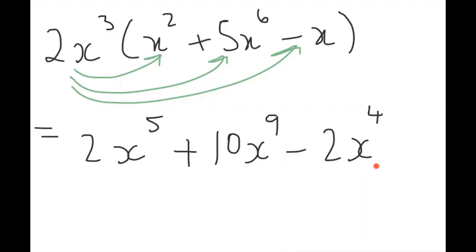That looks right. We don't have any like terms now, because this is x to the power 5, this is x to the power 9, this is x to the power 4. So for now, I'm just going to keep it like that and not simplify it any further.